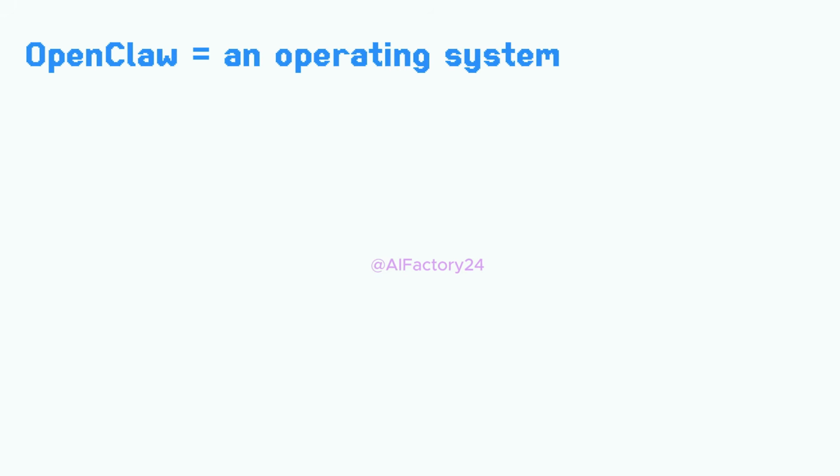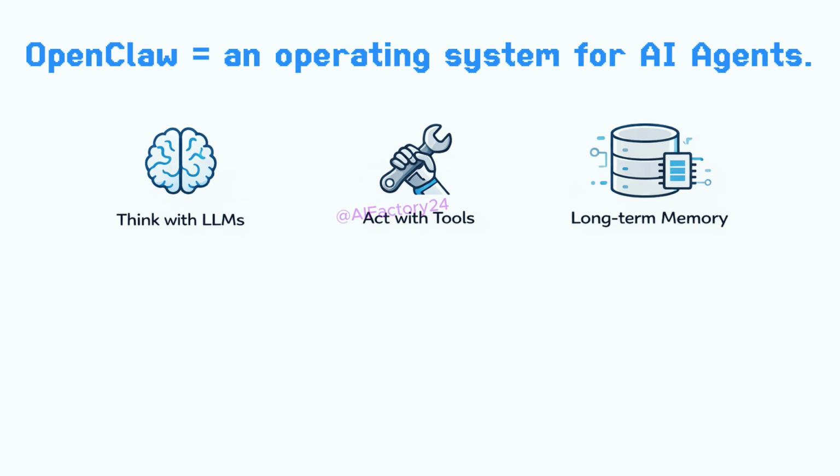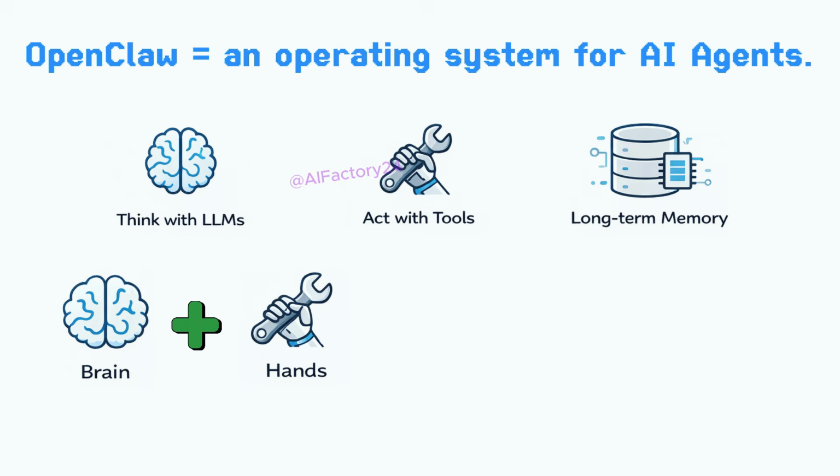OpenClaw equals an operating system for AI agents. It does 3 things. Thinks using large language models. Acts using tools. Remembers using long-term memory. In other words, brain plus hands plus memory plus workflow. Think using large language models, the brain.